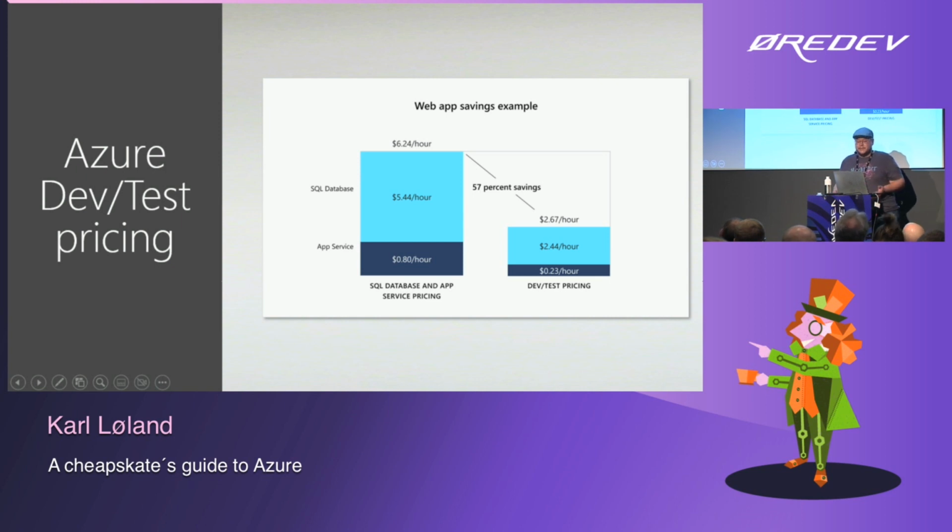Using a dev and test subscription, you can get a discount on non-production workloads. So you can develop and test in the cloud with a very large discount. This one example here is actually something I stole from Microsoft documentation, so take it with a pinch of salt. You can get a 50% discount on a typical web app with an SQL server using development and testing subscriptions.